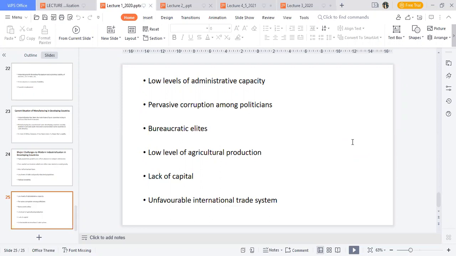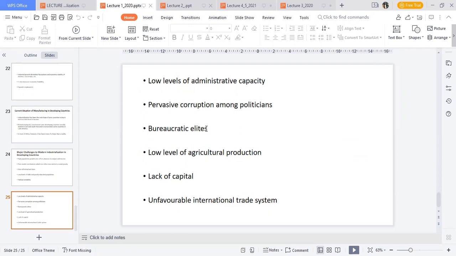Okay. Another point is pervasive corruption among politicians. Pervasive corruption. So this is not a point that I even have to touch on, that our politicians are corrupt. So if they give them money to carry out projects, they take up the money, they keep half of it.